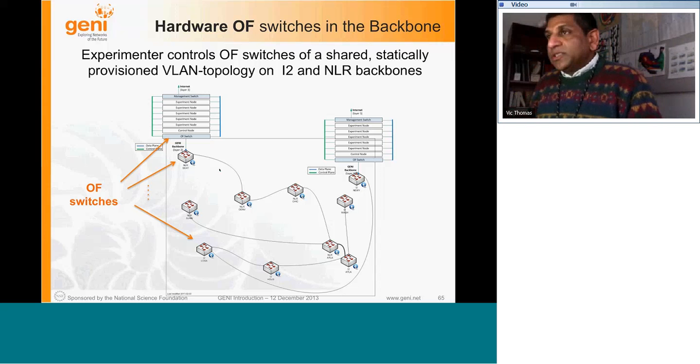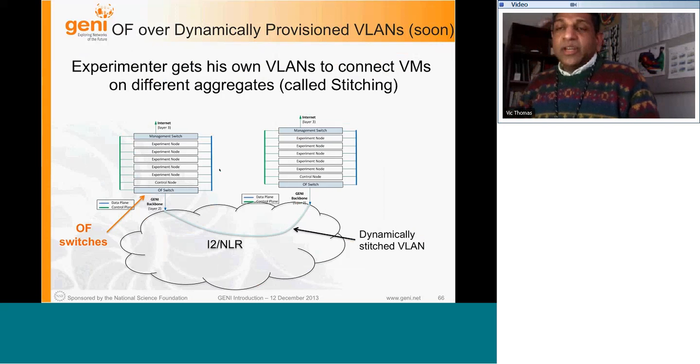What is coming soon is what I mentioned, stitching. You can even today stitch across racks, as in get your own dynamically provisioned VLAN to connect your VMs. In this case, the VLAN is yours for your experiment. You're not sharing it with anybody else. What we don't have today is being able to provide OpenFlow controllers to control the flow through these stitched VLANs, but that should be coming soon.